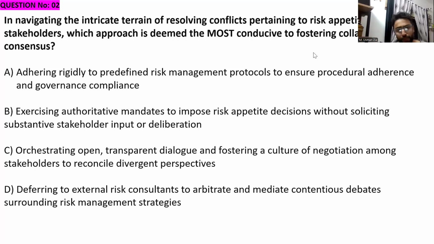Sir, option A is basically dealing with rigid, predefined risk management protocols. Okay. So if there is a conflict, obviously that conflict is because of those protocols or is a result of those protocols.